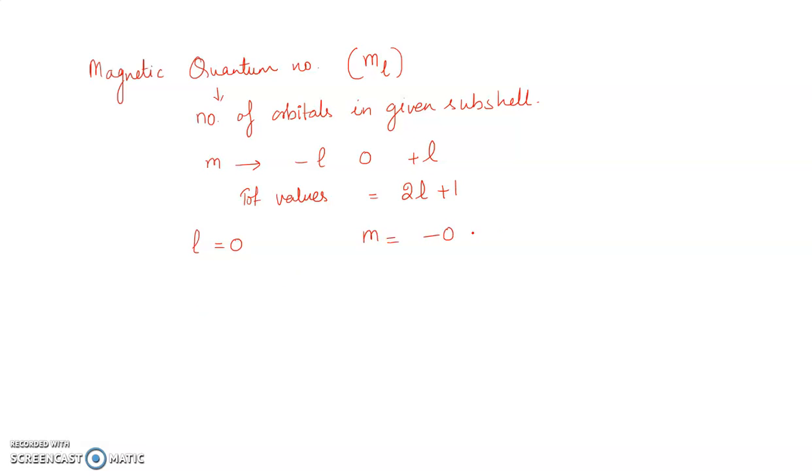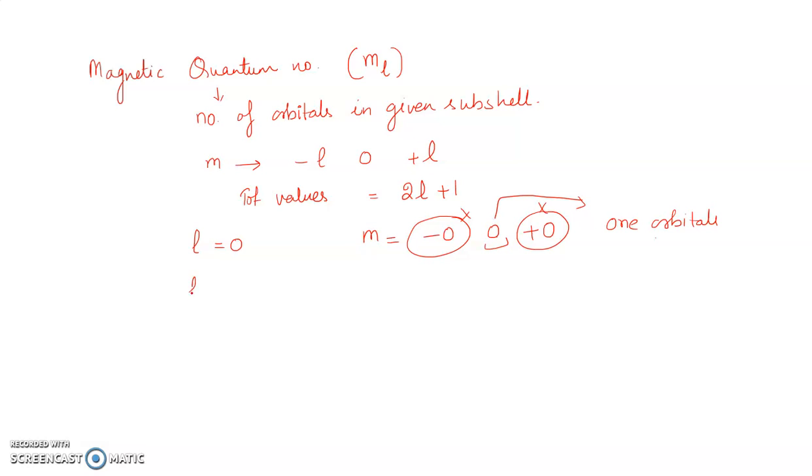You cannot write minus 0, 0 plus 0. Does it have any significance? No. So it has only one value 0, means it has only one orbital. 0 does not mean that there is nothing, it is a convention we assigned. So 0 means one orbital.